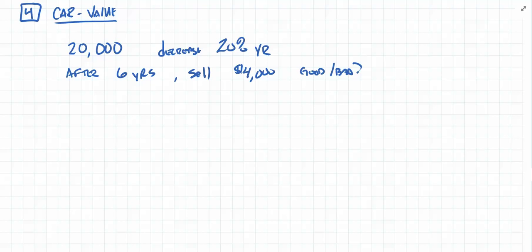Okay, so let's go ahead and start with what we know. We know we're going to have exponential decay, a times b to the x. A is our initial amount. So what's that going to be in this particular case?